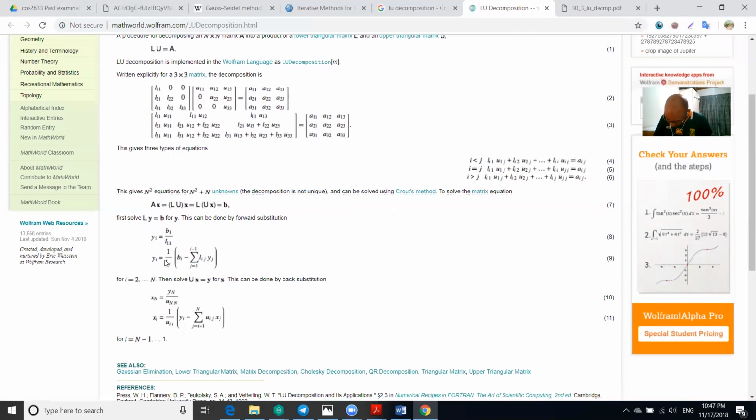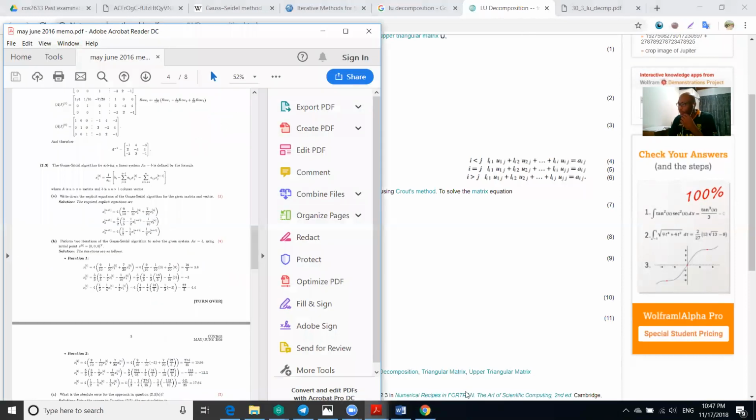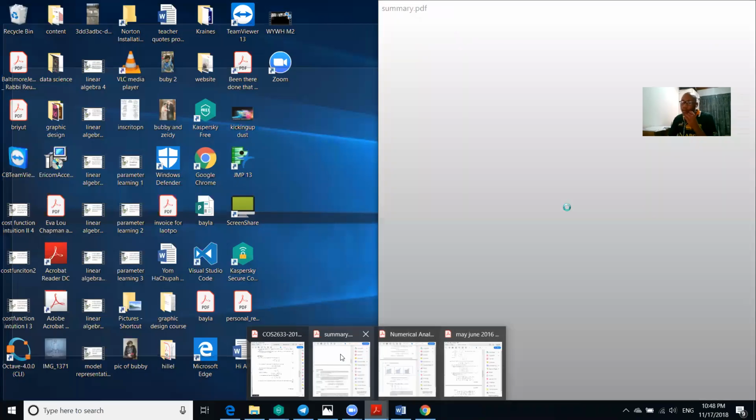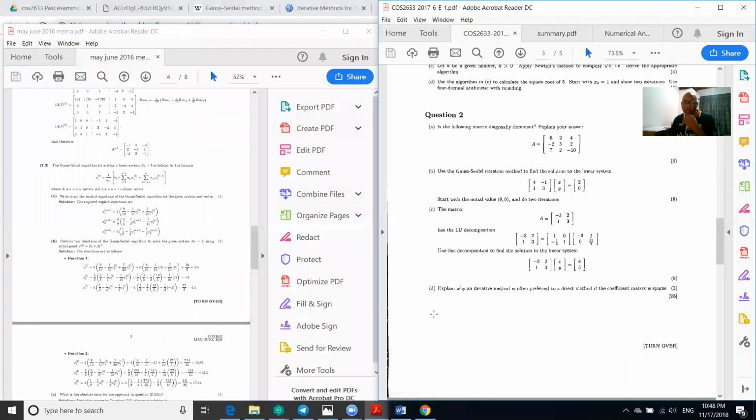Just helping you. It's 1 over L_RR times the first thing, matrix B_R minus L_RJ. But first you need to find your L matrix and your U matrix. The thing is, they already found it for us, right? Oh yeah, they told it to us. So the first thing is 1 over L_RR times B minus L_RJ.